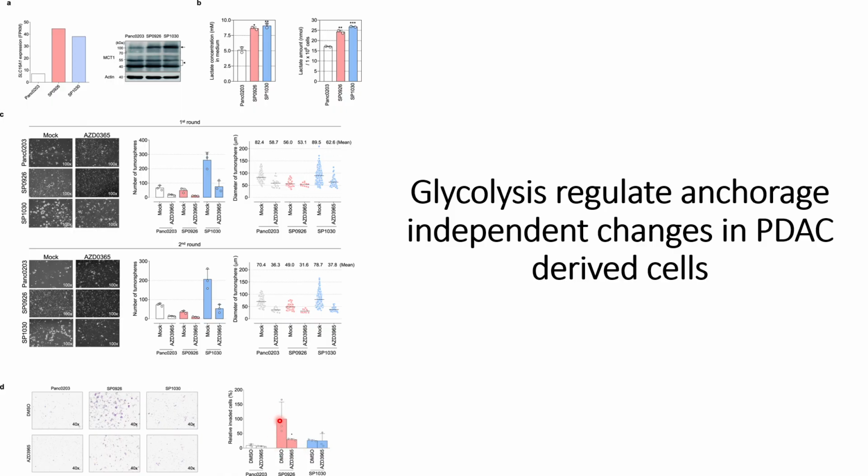So what is significantly reduced is the invasion property in SP0926. All these results indicate that the glycolysis pathway, being dysregulated or upregulated, is responsible, as one of the important components, for the anchorage-independent changes in the pancreatic derived cell lines. And the DMSO results also show that it is not the effect of some other pathways getting dysregulated.